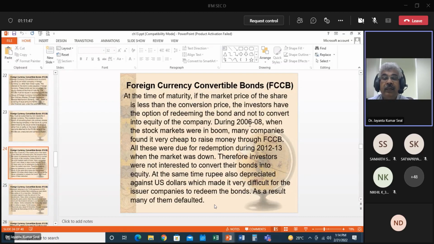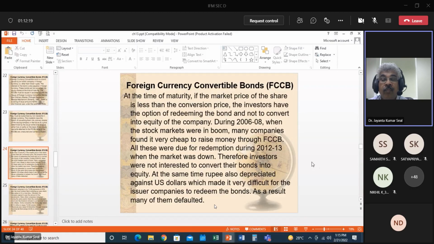During 2006-08, when the stock markets were in boom, many companies found it very cheap to raise money through FCCB. All these were due for redemption during 2012-13, when the market was down. Therefore, investors were not interested to convert their bonds into equity. At the same time, the rupee also depreciated against the US dollar, which made it very difficult for the issuer companies to redeem the bonds. As a result, many of them defaulted.